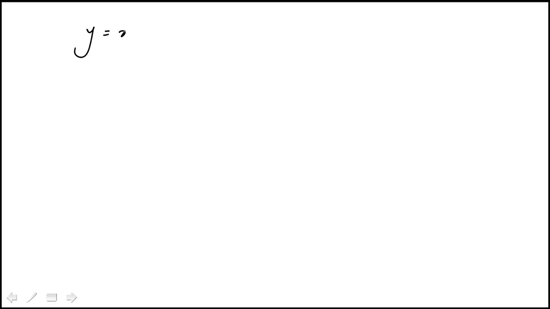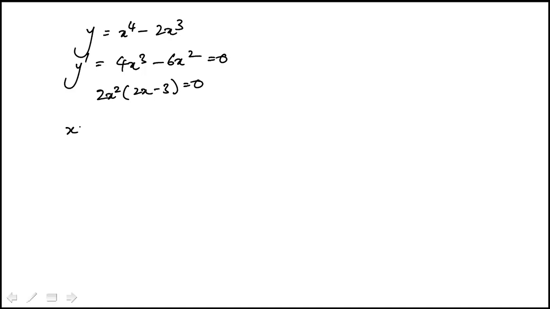So here we're given this curve, and we're asked to find the relative extremes and the point of inflection. So I'll start with the first derivative, 4x cubed minus 6x squared. I'm going to set that to 0. So 2x squared times (2x minus 3). So possible extremes at x equal to 0 and x equal to 3 over 2.